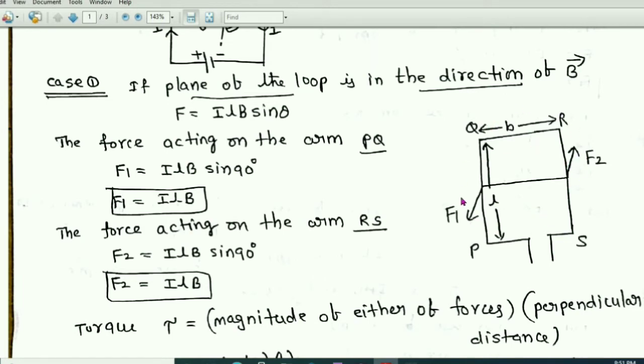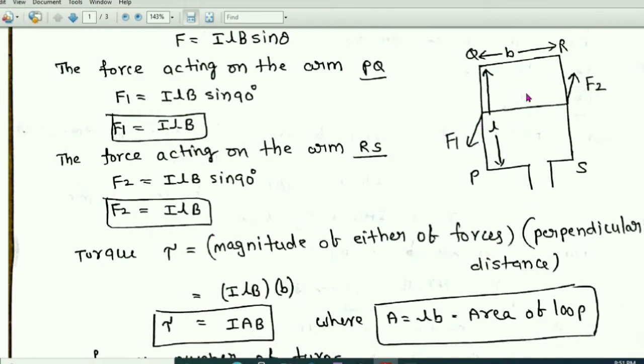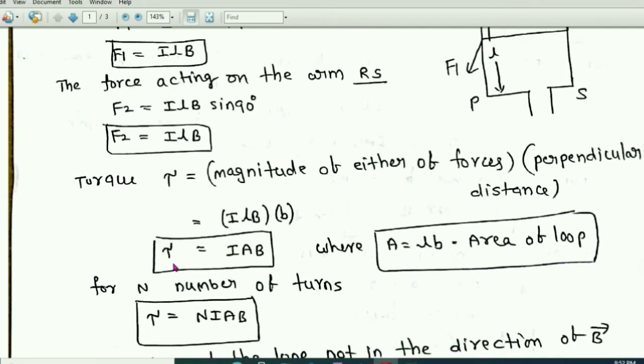Now the torque produced by that couple, the torque tau, by definition is the magnitude of either of the forces times the perpendicular distance. The magnitude of either force is ILB, and the perpendicular distance between the two forces is B. So the torque acting on this loop is equal to I L into B. L into B is the length into breadth, which gives the area A, and B is the magnetic field.